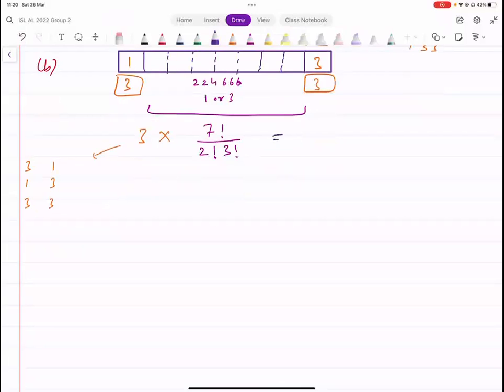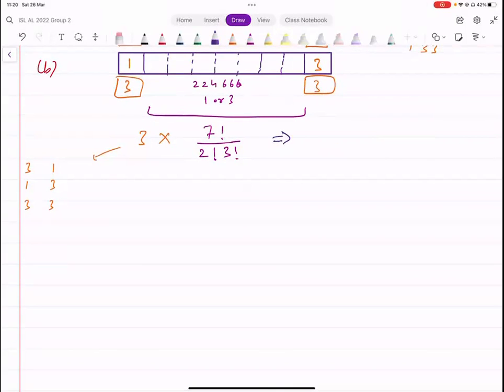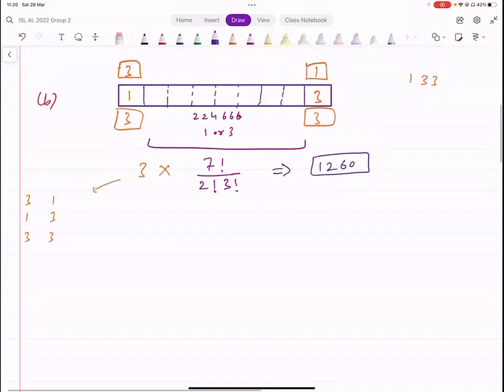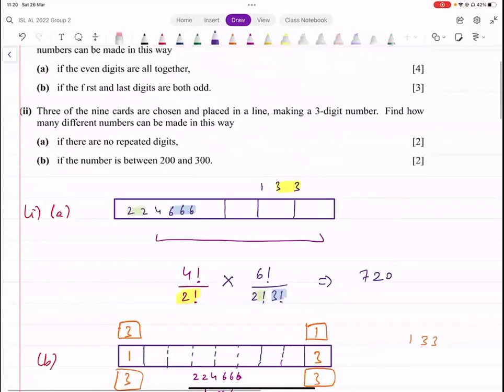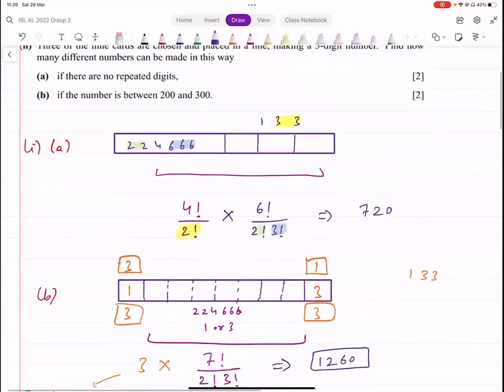Any problems with this? Sir, the answer is 1260. 1260. So that's what we get. Okay. All right, let's move on. Let's move to the next one.